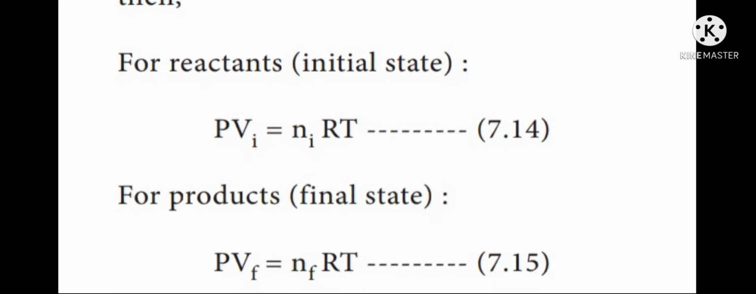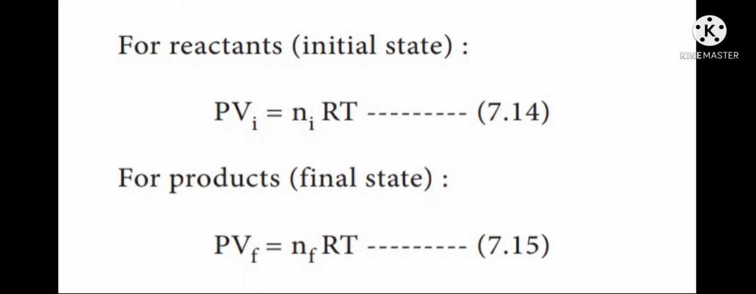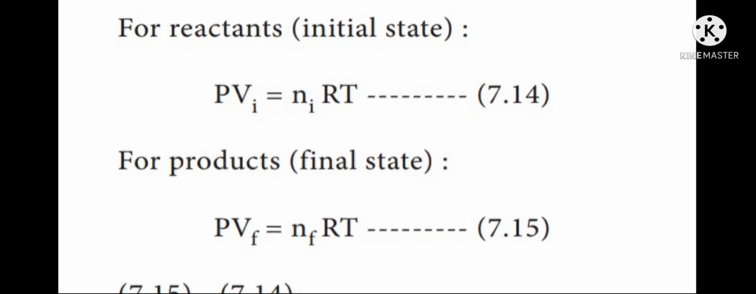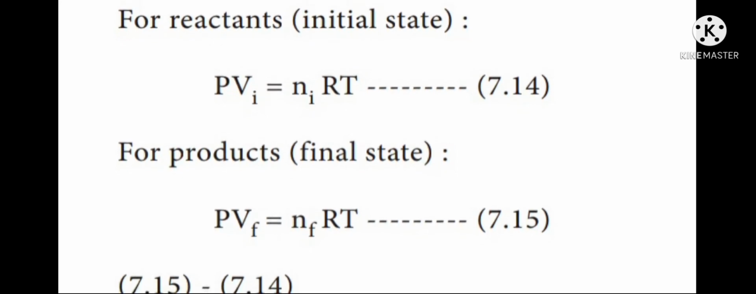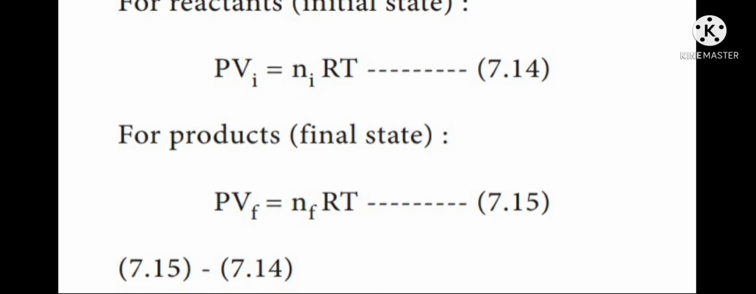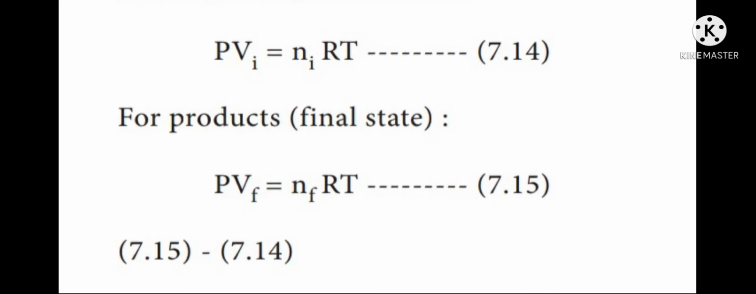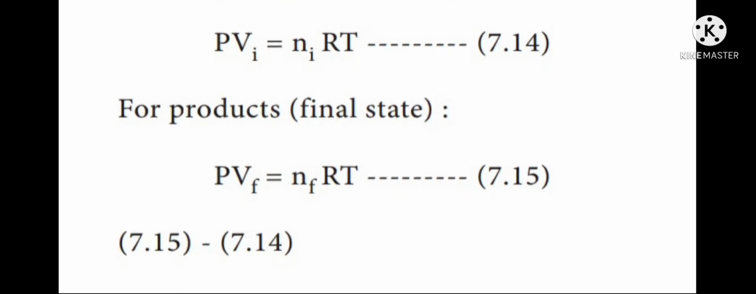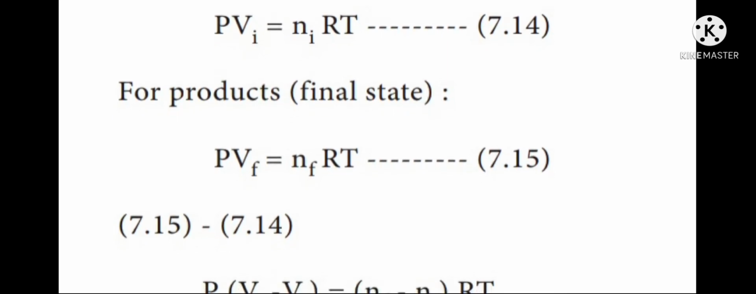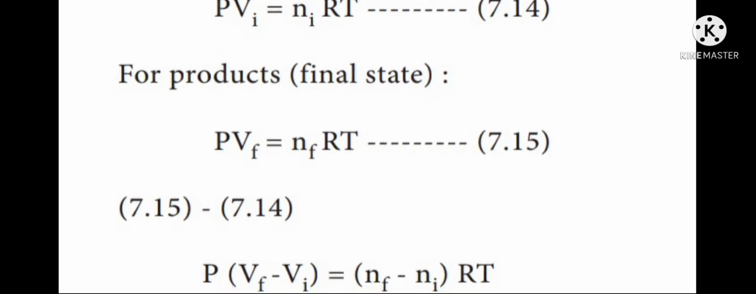We know the ideal gas equation: PV is equal to nRT. For reactants, that is for initial state, the ideal gas equation becomes PVi is equal to NiRT. It is given by equation 7.14. For products, that is for final state, the ideal gas equation becomes PVf is equal to Nf into RT. It is given by equation 7.15.